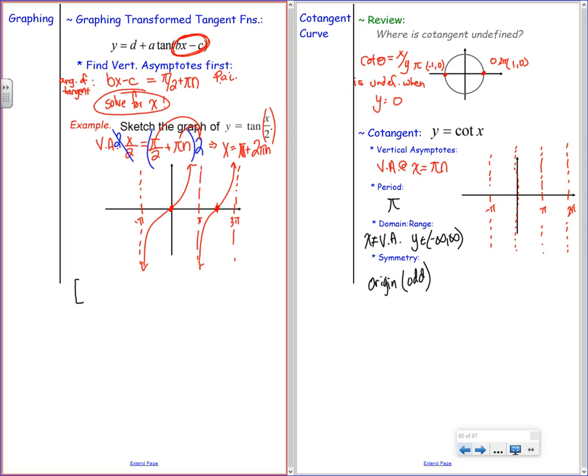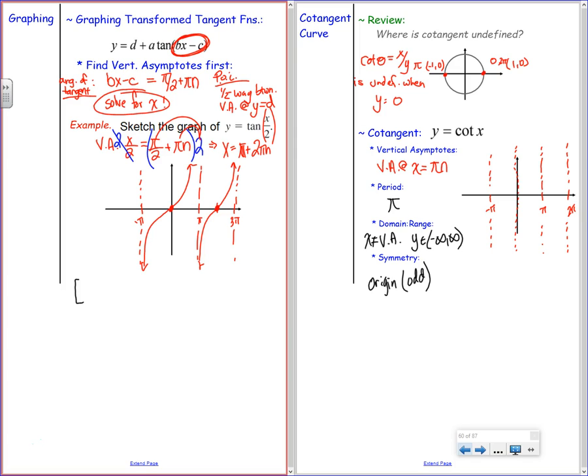There's going to be a point of inflection halfway between the vertical asymptotes at y equals d. Just like sine starts in the middle, at d, technically tangent and cotangent halfway in between their vertical asymptotes will always be at d. If there is no d, like here where d was 0, no addition going on, it hits at 0, or on the x-axis.